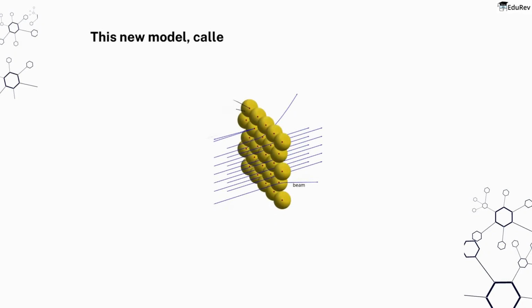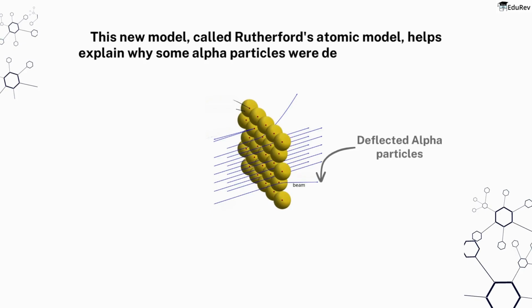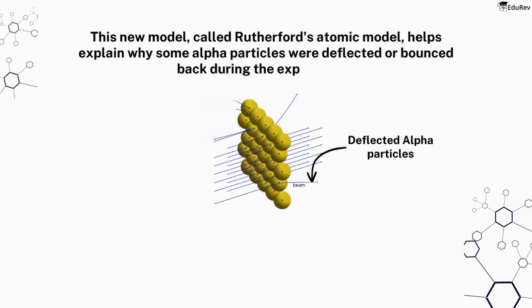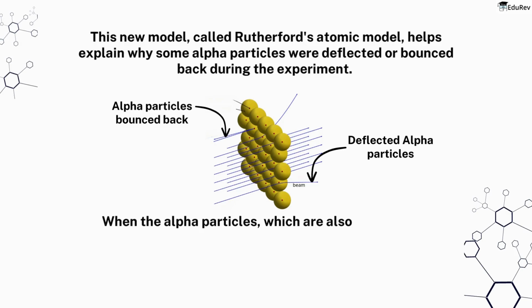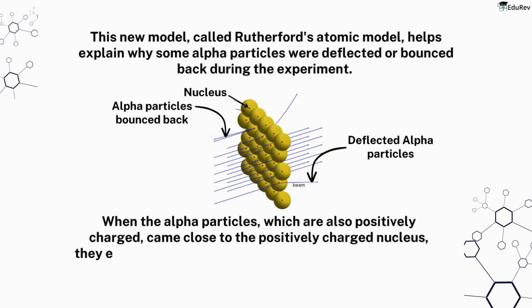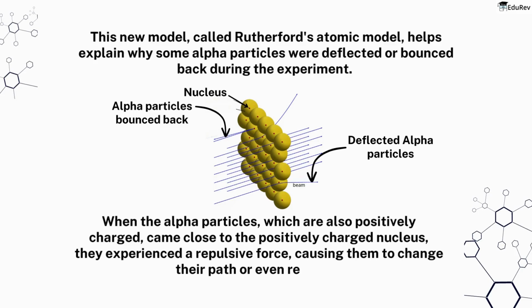This new model, called Rutherford's atomic model, helps explain why some alpha particles were deflected or bounced back during the experiment. When the alpha particles, which are also positively charged, came close to the positively charged nucleus, they experienced a repulsive force, causing them to change their path or even rebound.